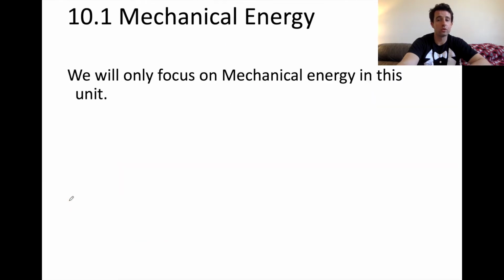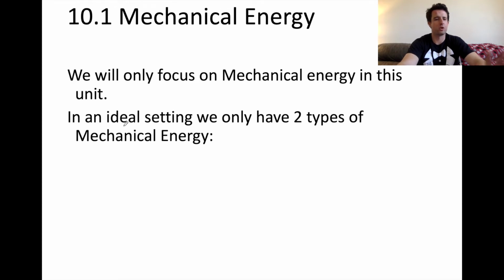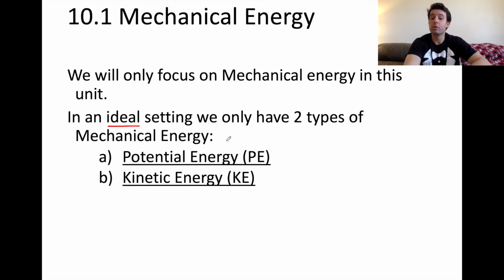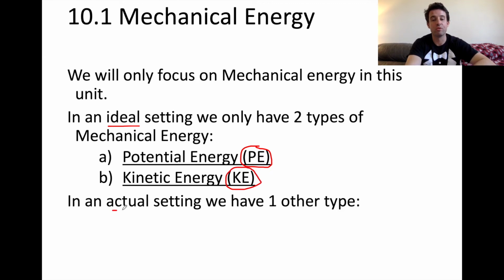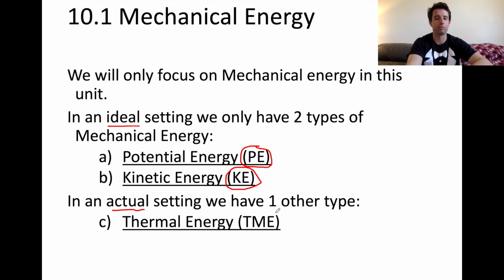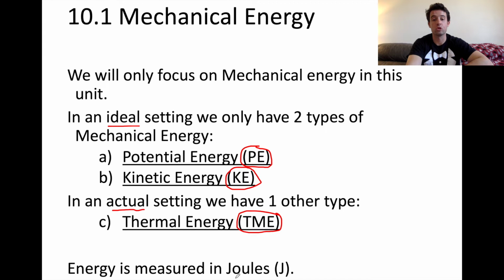Great, so it says we'll only focus on mechanical energy this unit. That's awesome. In an ideal setting, basic, ideal, same thing, we're talking about potential energy and kinetic energy. Hey, just be aware, we abbreviate potential energy as PE, and we abbreviate kinetic energy as KE. In an actual setting then, thermal energy is abbreviated TME. Sound good? Have those abbreviations down in your notes. Oh, other thing here. Energy is measured in this unit J, which is pronounced joules. You can laugh at that if you'd like.